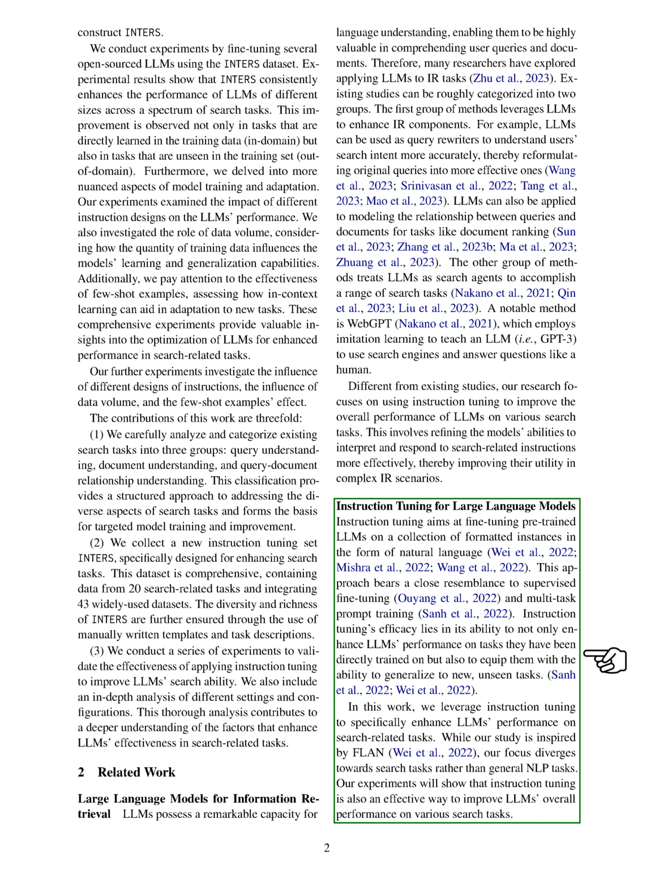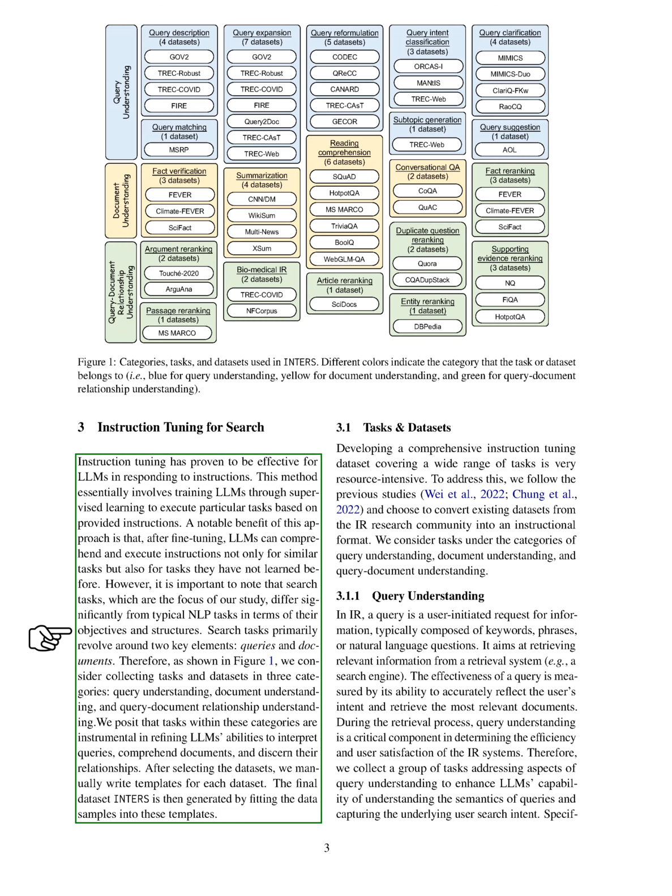tasks. Now, let's talk about how we use instruction tuning for search. This method has shown to be effective in helping LLMs respond to instructions. We train the models to carry out specific tasks based on the instructions we give them. One of the benefits of this approach is that, after we've fine-tuned the models, they can understand and carry out instructions for tasks they haven't learned before. But it's important to note that search tasks, which are the focus of our study, are quite different from typical language processing tasks. Search tasks are mainly about two things: queries and documents.